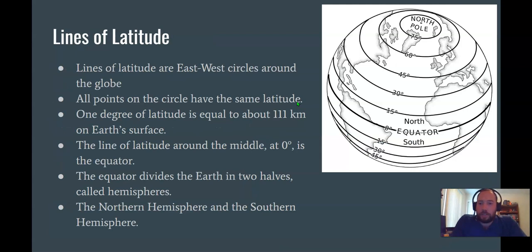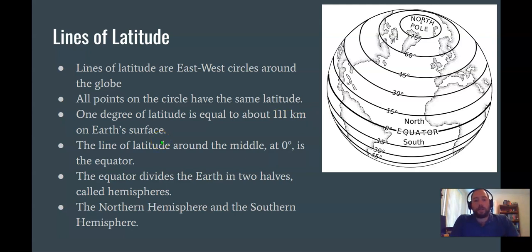So digging into lines of latitude a little bit more, these again are the lines that are running east and west, and they complete circles around the globe. All points on that circle have the same latitude. 1 degree of latitude is equal to about 111 kilometers on Earth's surface. So from the equator, which is at 0, or if we look at this picture, 0 degrees is the line of latitude for the equator, and 90 degrees is the point at which the North Pole is. So every single degree, 1 through 90, is going to be, on average, about 111 kilometers on Earth's surface.